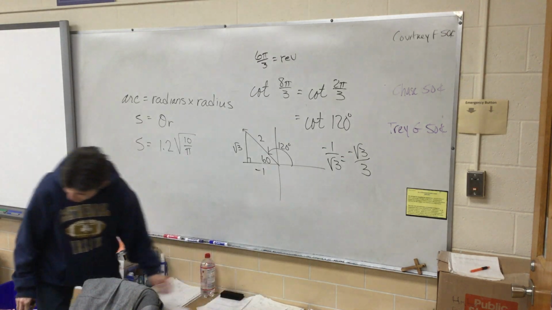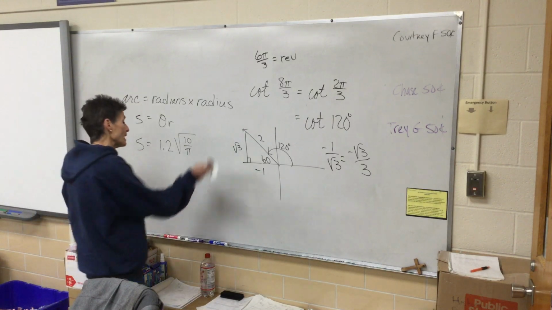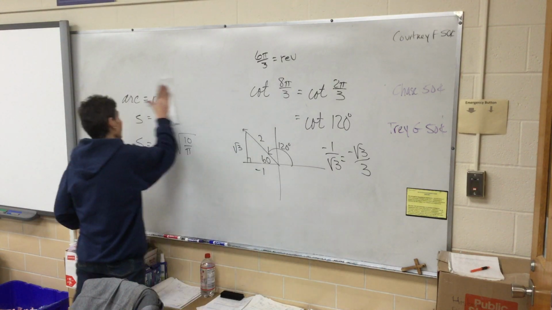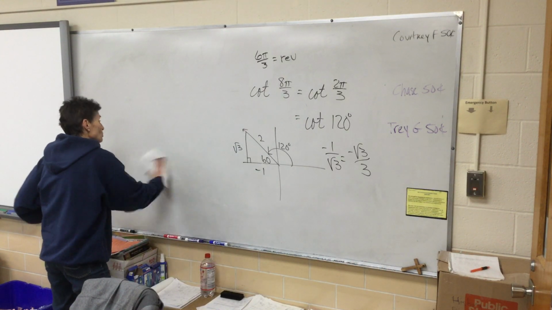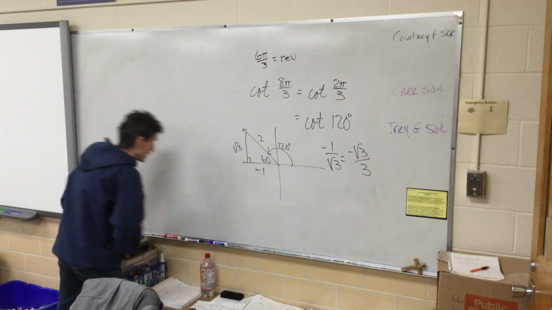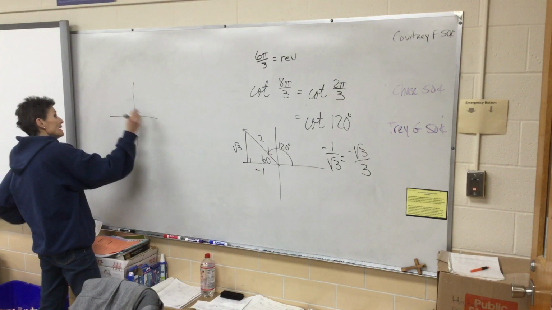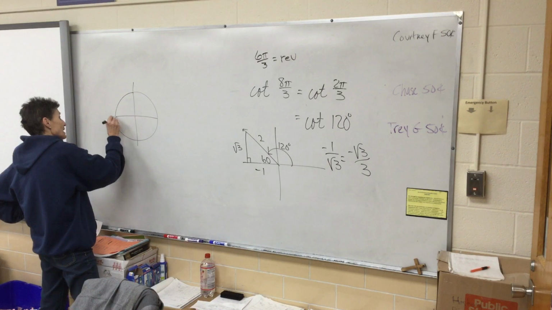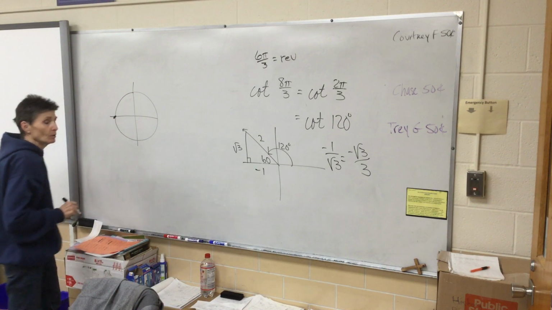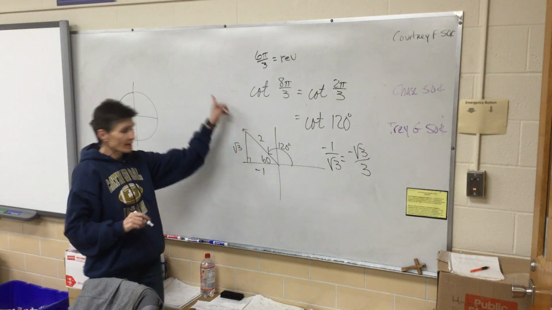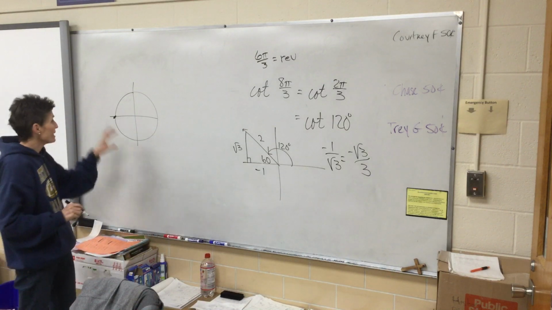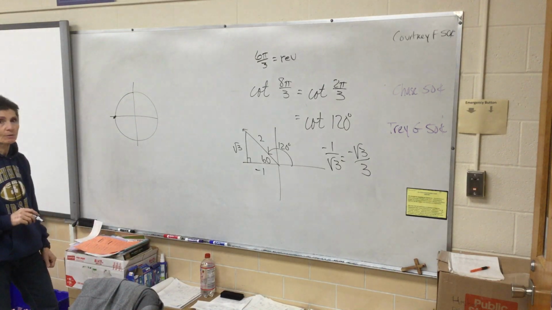All right, next we've got the sine of 180. Now, 180 is what we call a quadrantal angle. 180 is actually on your unit circle. It's not like jutting out like 120 was. It's actually on the circle.